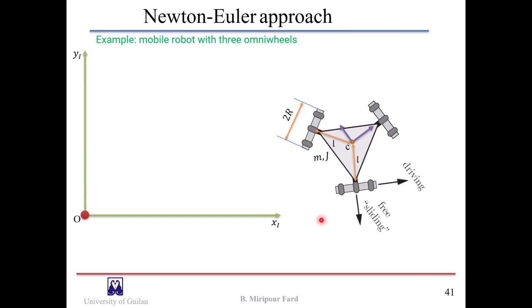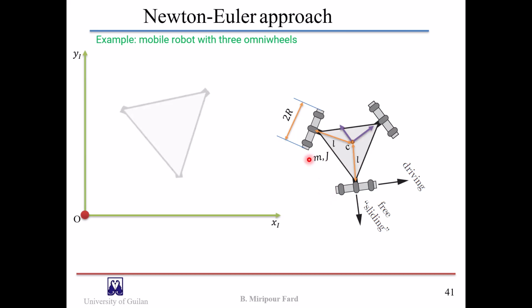Now, as another example, let's consider the dynamics of a robot with 3 omni wheels. The body frame is here in the middle of the triangle. It is considered to be the center of mass. So the center of mass is here at the C. As you know, in omni wheels, the wheel is free to move in the side direction. And as a result, there is no constraint for sideway motion.